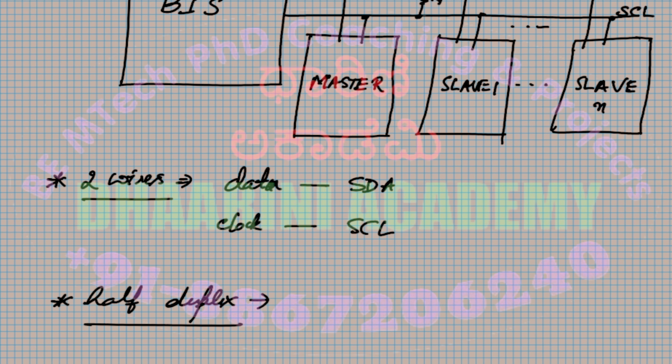Because both of them can talk simultaneously and hear simultaneously. When I talk, even if you talk, no problem. I'm able to hear what you are talking. At the same time, you are also able to hear what I'm talking, right? That is full duplex. Both of them can transmit and receive simultaneously.